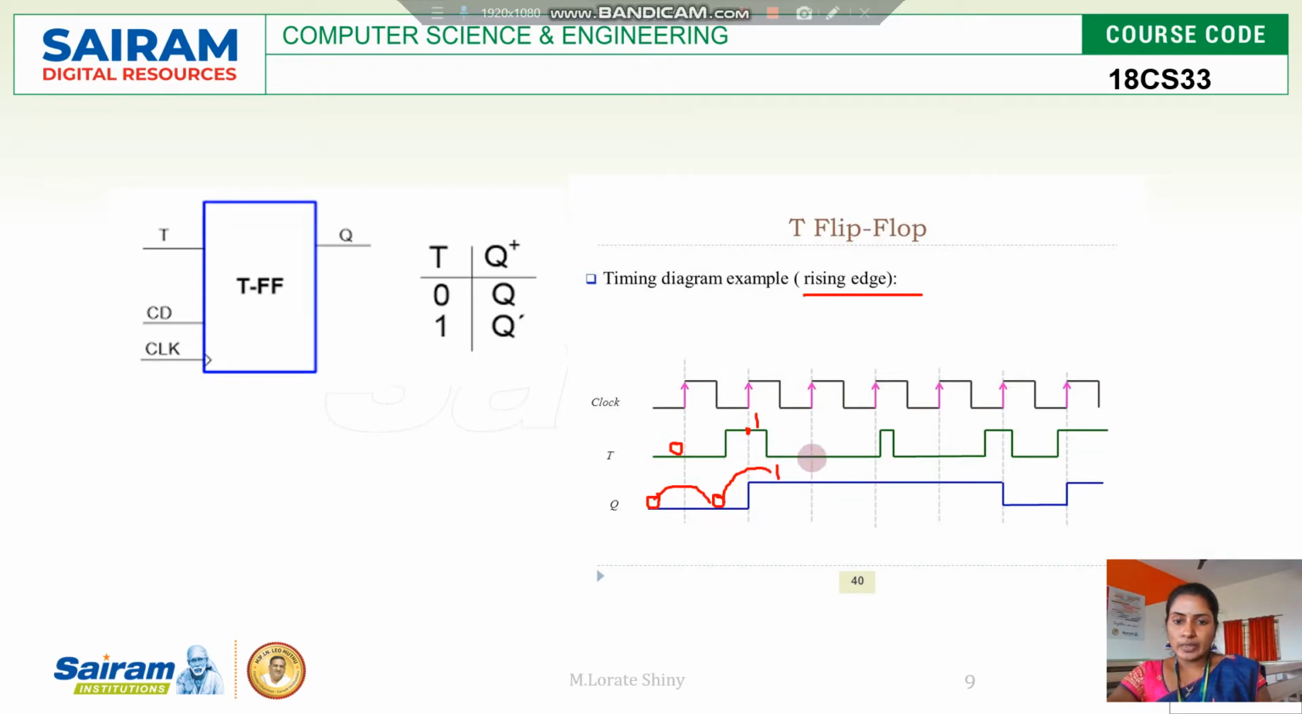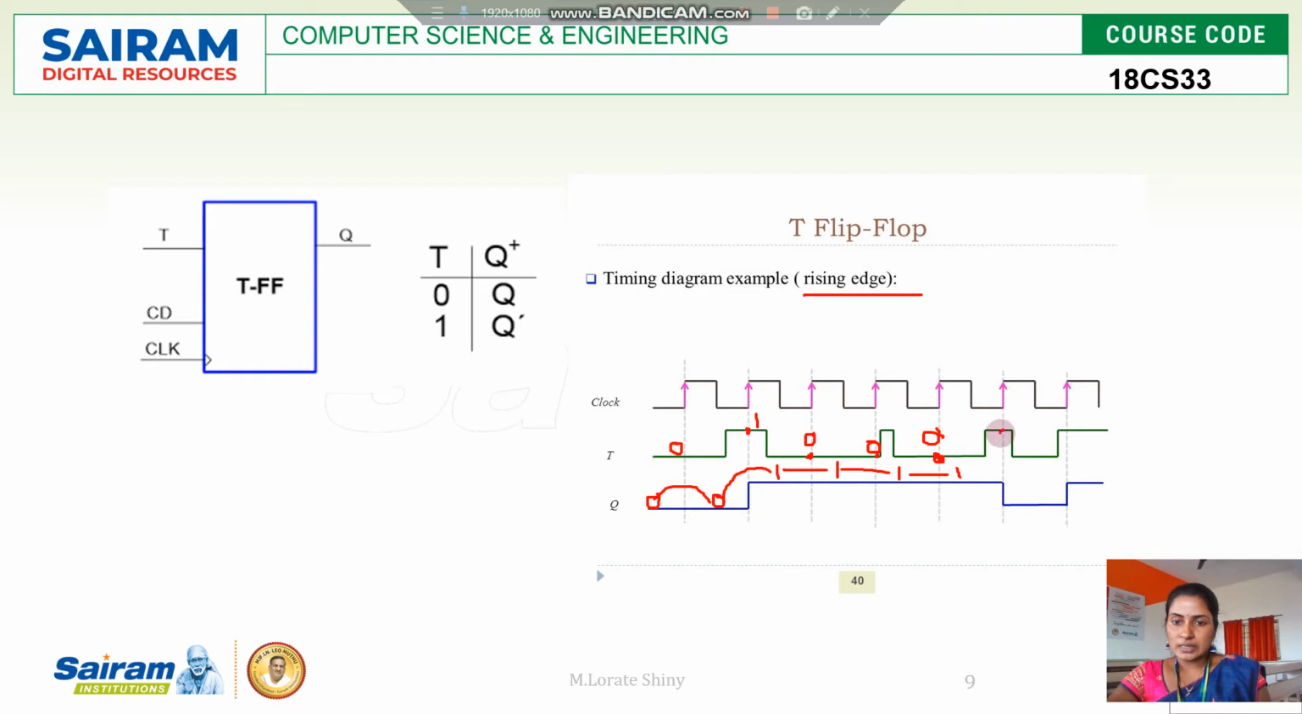Next, at this point, T is equal to 0. If T is equal to 0, the previous state will continue. So the same 1 is continuing here. At this point, again T is equal to 0. So the same previous state is continuing here. Again, next rising edge, T is equal to 0. So the same 1 is continuing here.